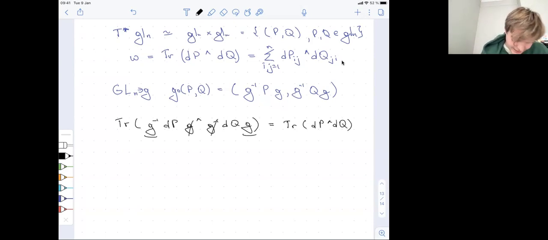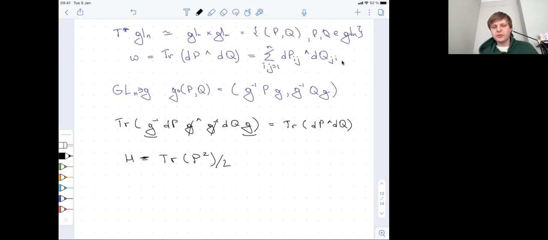Okay, and now I want to consider the free particle system, which means that I will take the following Hamiltonian, which is just a generalization of the cotangent lift of the adjoint action of GL_N on its Lie algebra.